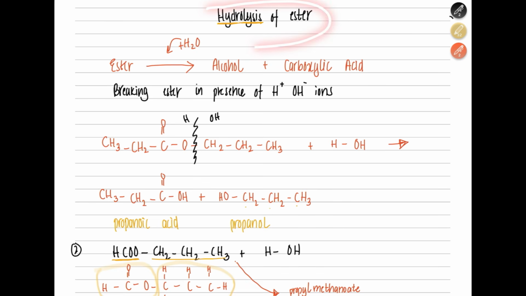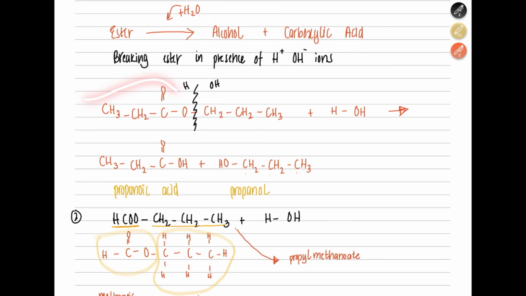Let's consider hydrolysis of ester. Hydrolysis basically means breaking something using water. So now you have an ester. Before, when you are creating an ester, you removed water. So now when you want to hydrolyze or break ester, you will add water. And then you will get alcohol and carboxylic acid back. So you're breaking ester in the presence of H plus and OH minus ions.